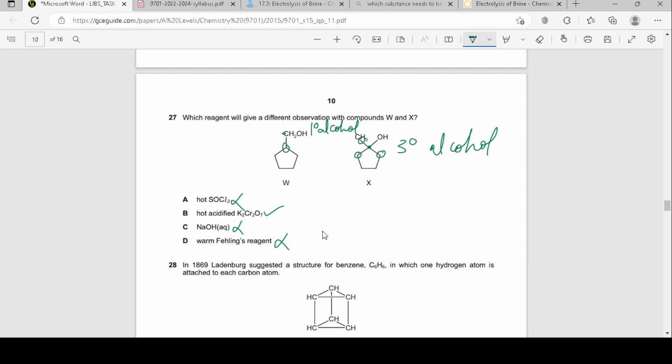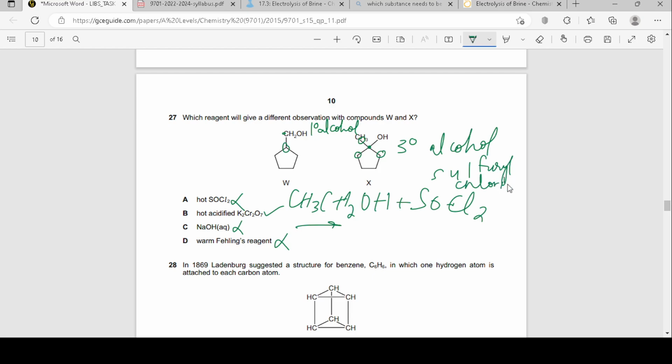So basically, for example, if I have CH3CH2OH plus SOCl2, which is actually called thionyl chloride, by the way. And this is a reaction at room temperature. Okay, so room temperature and pressure, I would assume. Basically, what happens is that you will get CH3CH2Cl plus SO2 gas and plus HCl gas as well. So you see white dense fumes.